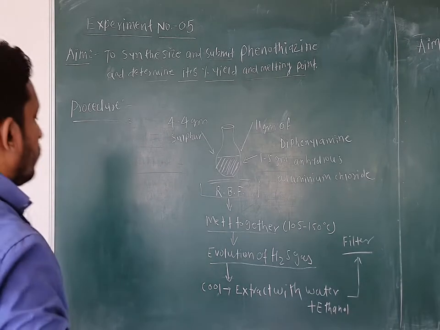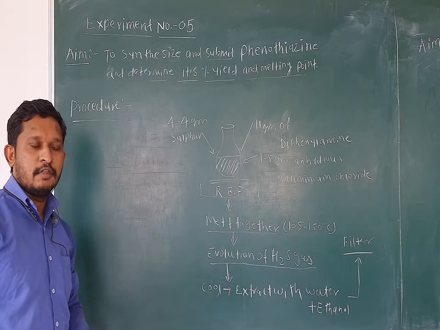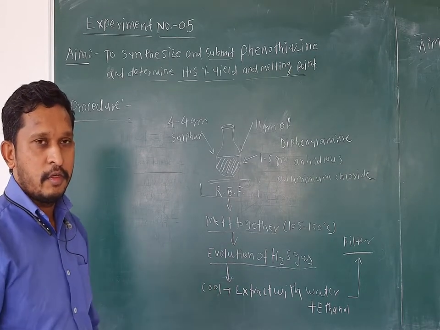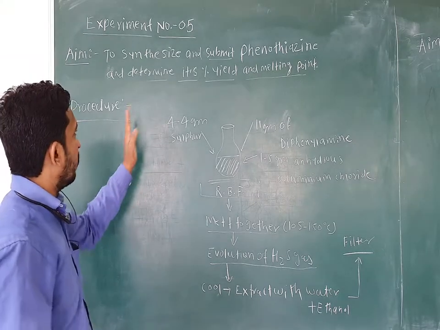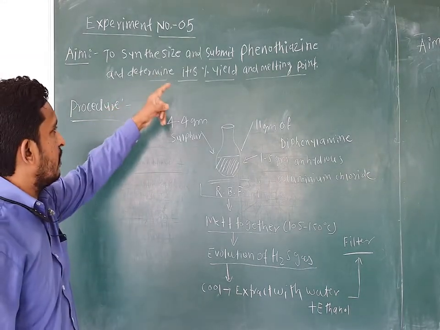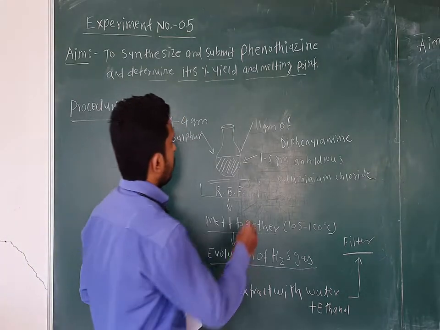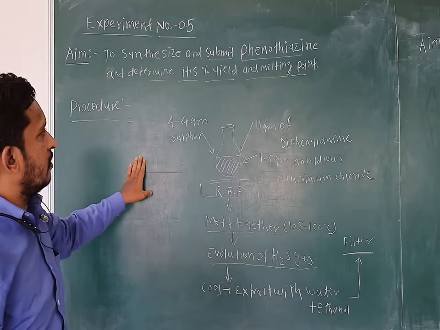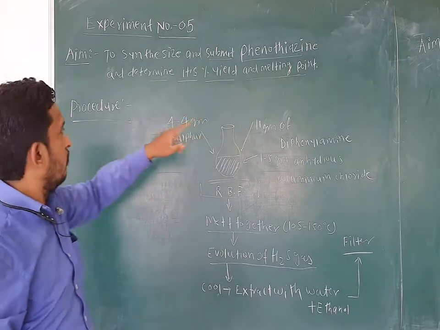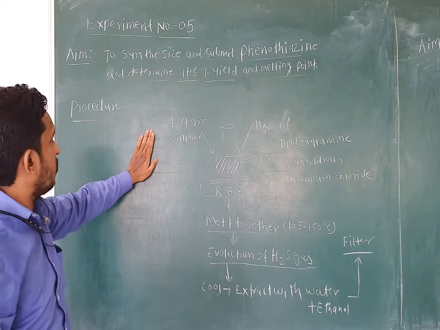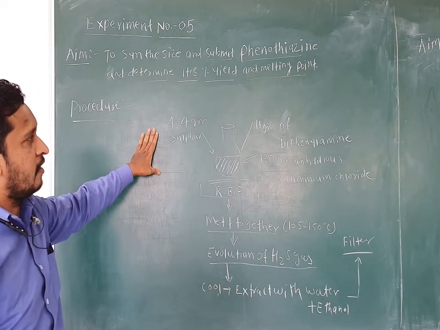Okay, today let us perform the next experiment, that is experiment number 5. The aim of today's experiment is to synthesize and submit phenothiazine from diphenylamine, and also to determine its percent practical yield as well as melting point.